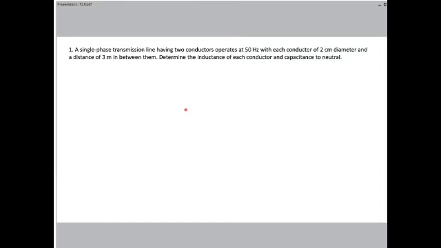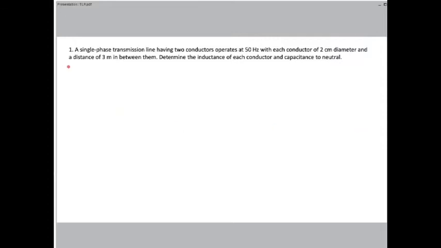So it's a single phase transmission line. It has 2 conductors because one is supply, the other one is return, and it's operating at 50 hertz. The voltage is not given. What is given there? The diameter of each conductor is 2 cm and the distance between them, meaning the supply path and return path, or we can say phase and neutral, is 3 meter. We have to find out the inductance of each conductor and capacitance to neutral. It's a very small and easy one that you always used to start with.